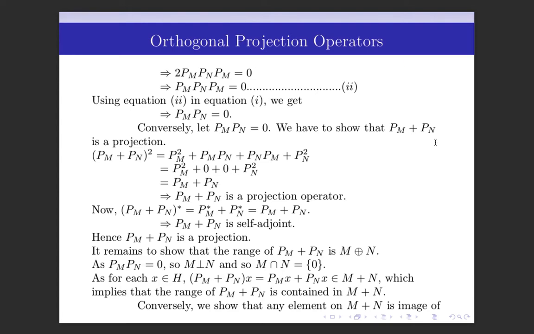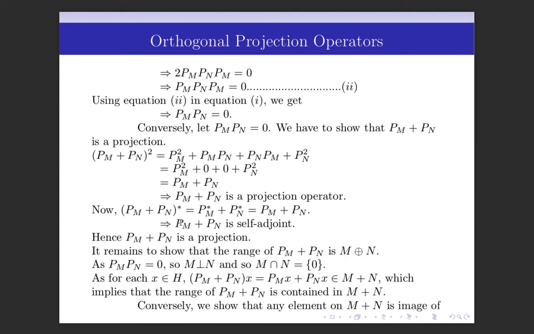That means we have to prove that Pm plus Pn is idempotent and self-adjoint. So take Pm plus Pn whole square, we get Pm square plus Pm Pn plus Pn Pm plus Pn square. And since it is assumed that Pm Pn is equal to 0, here we have 0, and we have proved in the last lecture that Pm Pn is equal to 0 if and only if Pn Pm is equal to 0, where Pm and Pn are projections. So both the cross terms are 0, and we have Pm square plus Pn square. But Pm and Pn are orthogonal projection operators, so they are idempotent. We have Pm plus Pn. So we have proved that the square of Pm plus Pn is equal to Pm plus Pn. So Pm plus Pn is a projection operator.